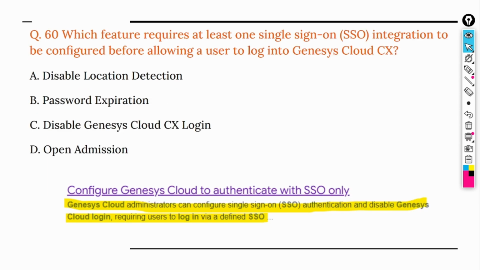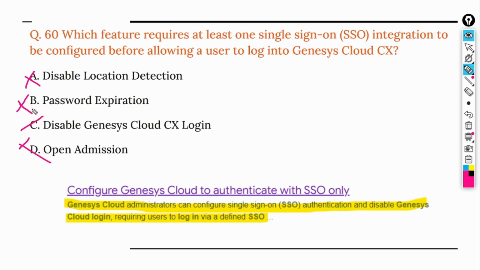Okay, question number 60. Which feature requires at least one SSO integration to be configured before allowing users to log in to Genesys Cloud? So they have given 4 options. Whenever you are going to the login, what kind of integration can you perform? At least a single SSO integration can be configured before allowing users to log in. So how will it happen? Option A says disable location detection. Location disable is not going to help us. Option B, password expiration. Then option C, disable Genesys Cloud login. See, this is the right one. Option D, admission, this is also not the one.